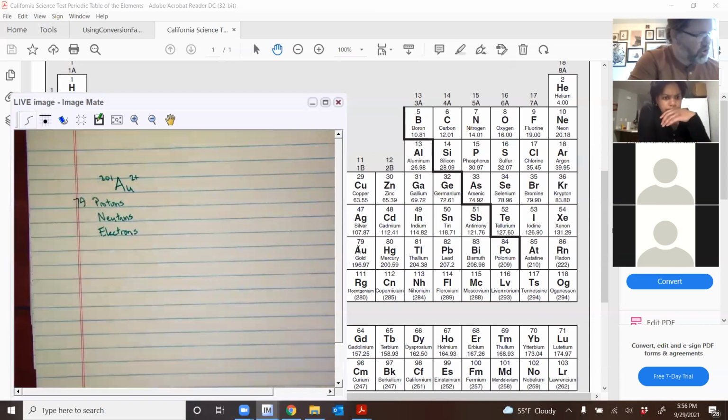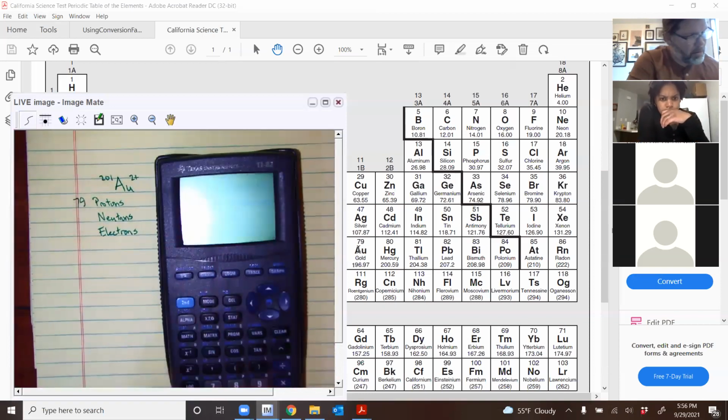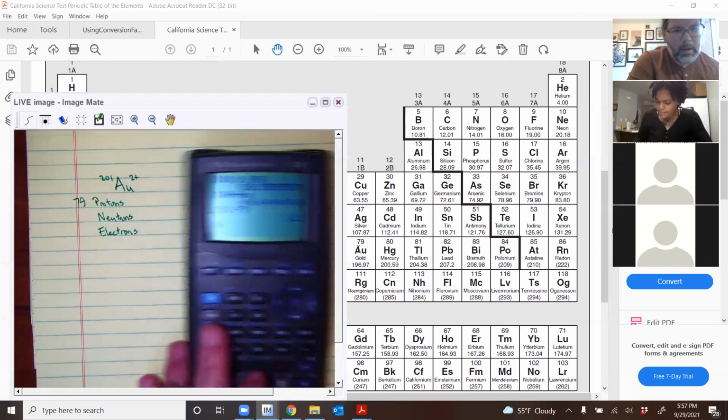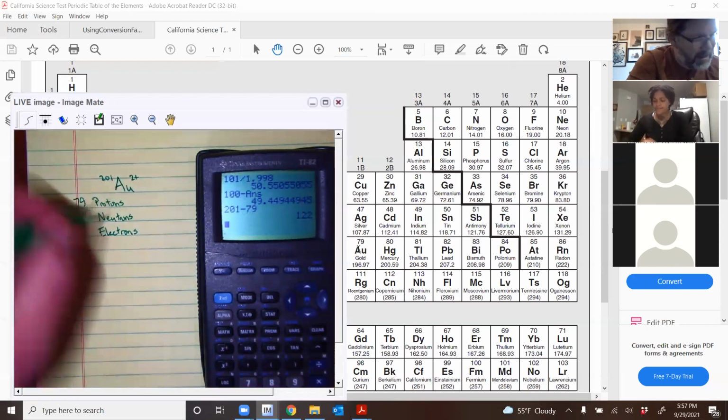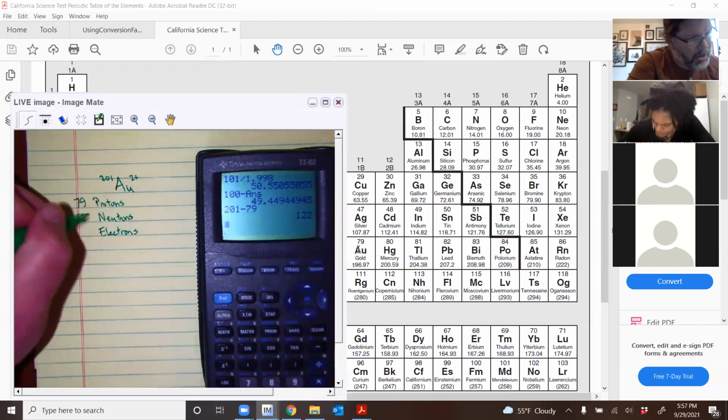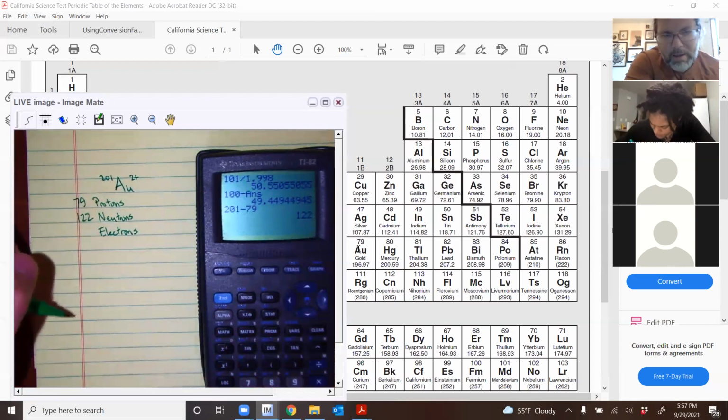Since our mass number is 201, I can subtract 79 from 201, which I should be able to do in my head. But again, meetings have destroyed my brain capacity. So 122 neutrons.